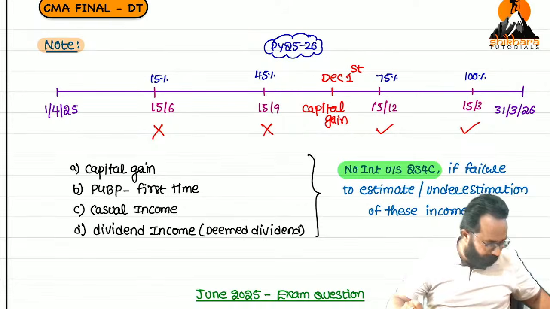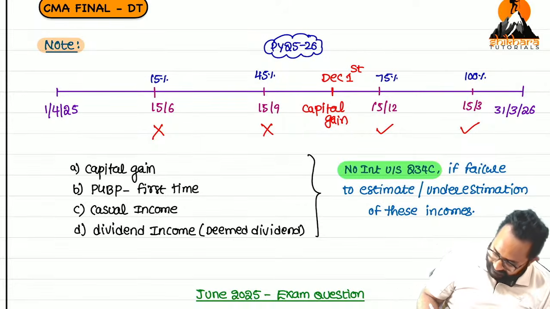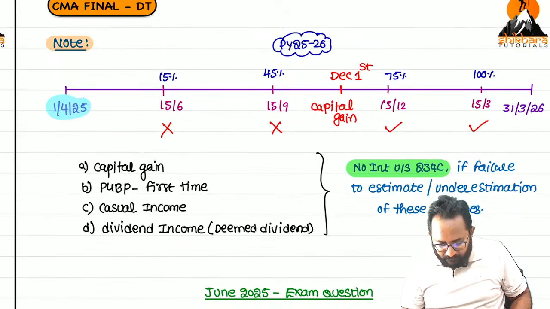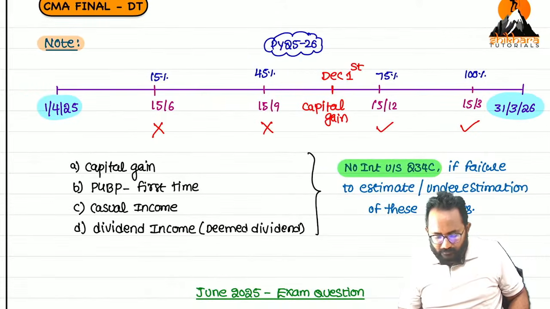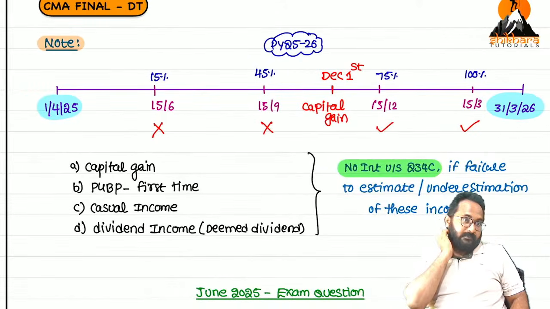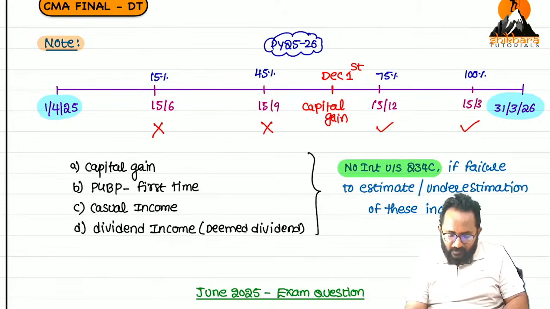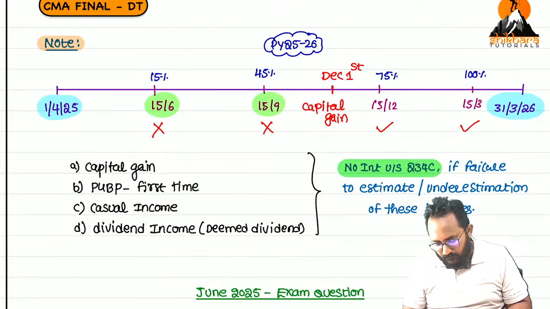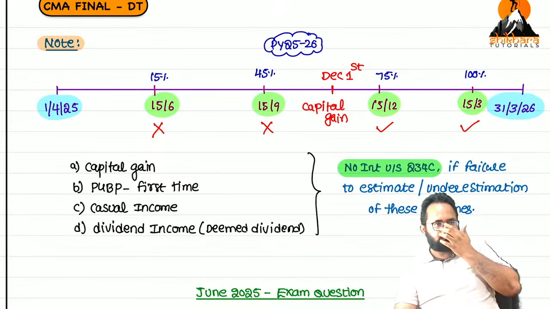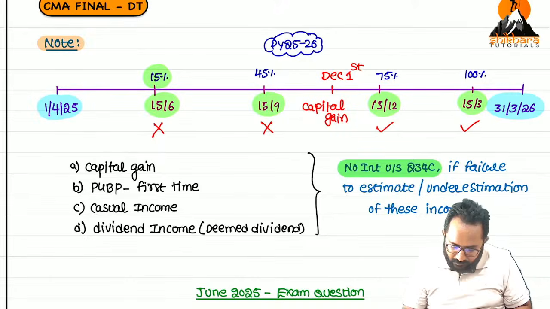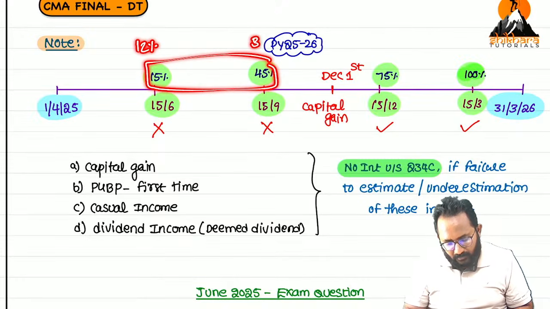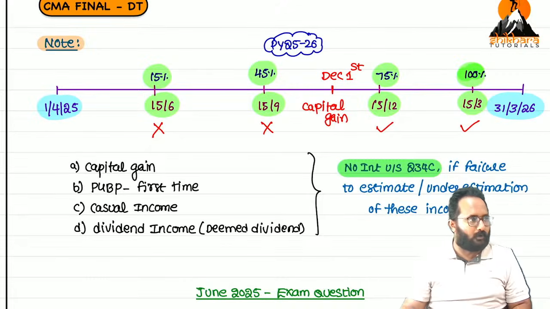Tell me, what is the previous year starting day? 1/4/2025. What is the ending day? 31st March 2026. In this, what are the advance tax installment dates? 15th June, 15th September, 15th December, 15th March. How much do we have to clear? 15, 45, 75, 100. Here two relaxations are there. Instead of 15, 12 is also okay. Instead of 45, 36% is also okay.